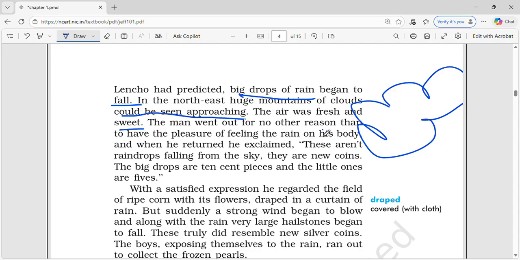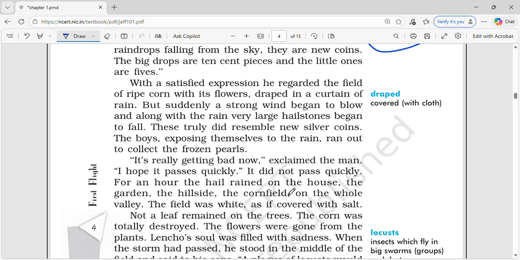देखो अब क्या हुआ कि one of the men went out with pleasure, कि भाई अब बारिश हो रही है, तो I want to enjoy the rain. So he went out, and then he saw and exclaimed, "Oh my God! It's not raindrops which are there. It is basically 10 cent coins and 5 cent coins, which were bigger and smaller respectively."